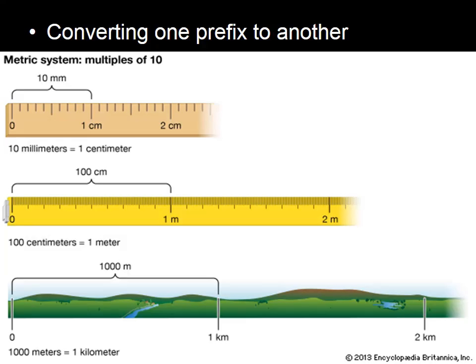So let's talk a little bit more about the idea of converting from one prefix to another prefix. Remember, the main idea here is all you need to do is move decimal points around, or think of it as adding on or taking off zeros at the end of the number.